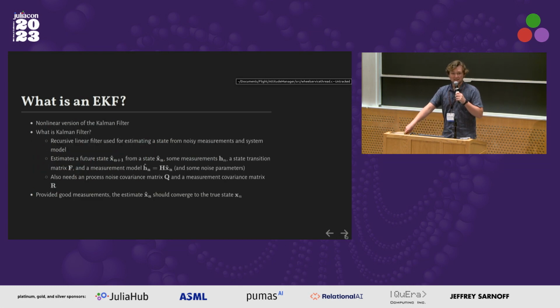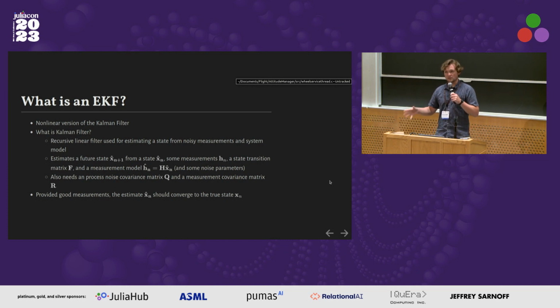The EKF is actually the non-linear version of the regular Kalman filter. It's a recursive linear filter used for estimating a state from noisy measurements in a system model. So you need to have a model of your system, a differential equation would work. And then you're going to be taking some noisy measurements and updating your state from them. You're going to have this estimated future state that you'll get from your current estimated state and some measurements and a vector h.